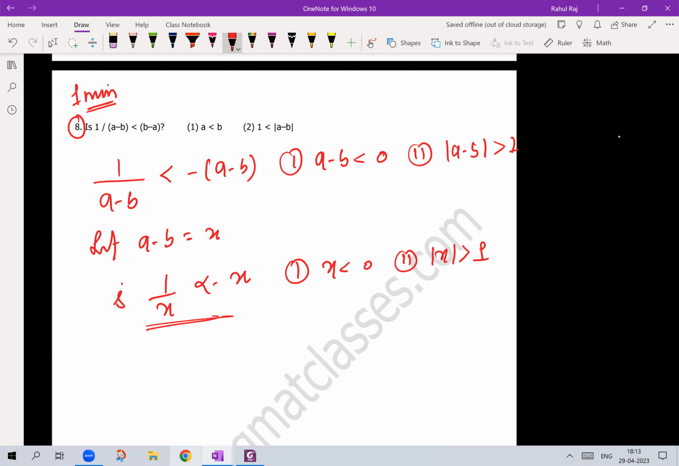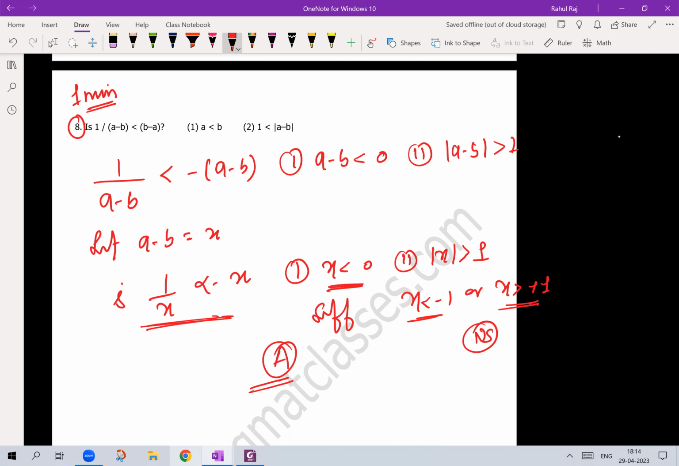So 1 by x less than negative x, when is this possible? Only when x is negative. I can say option 1 is sufficient. Mod x greater than 1 means what? X could be less than negative 1, or x could be greater than positive 1. So x can take negative values also, positive values also, not sufficient. Okay. Pretty simple question. Right?